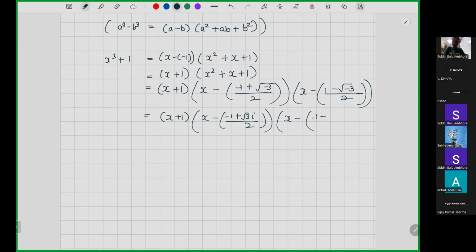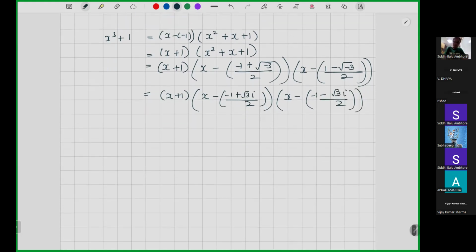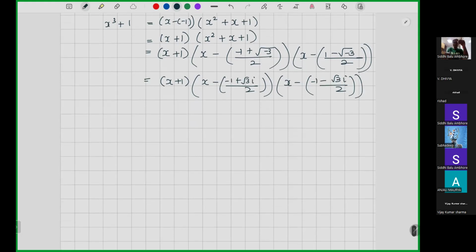Thank you. Root 3i by 2. Okay. So these are two distinct points. Please see whether this minus and everything is okay. So therefore, there are 3 points in the variety.